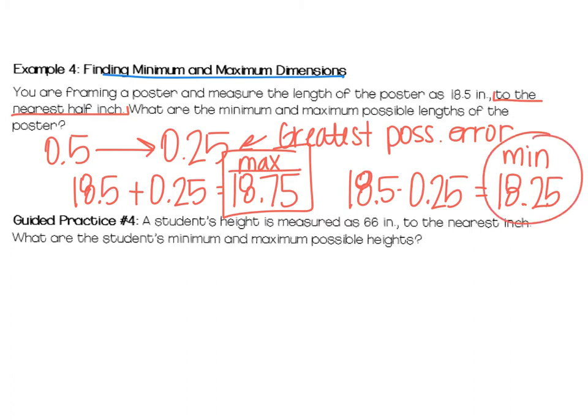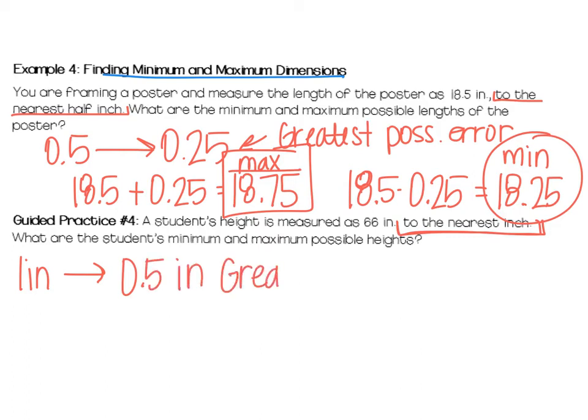Again, guided practice number 4. A student's height is measured as 66 inches to the nearest inch. What are the student's minimum and maximum possible heights? So if my error is to the nearest inch, 1 inch, my greatest possible error in either direction is a ½ inch. This is what you're going to add to find the maximum and subtract to find the minimum.